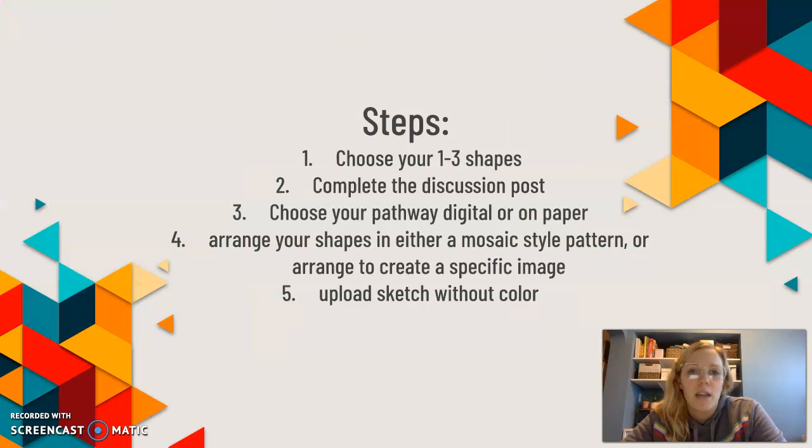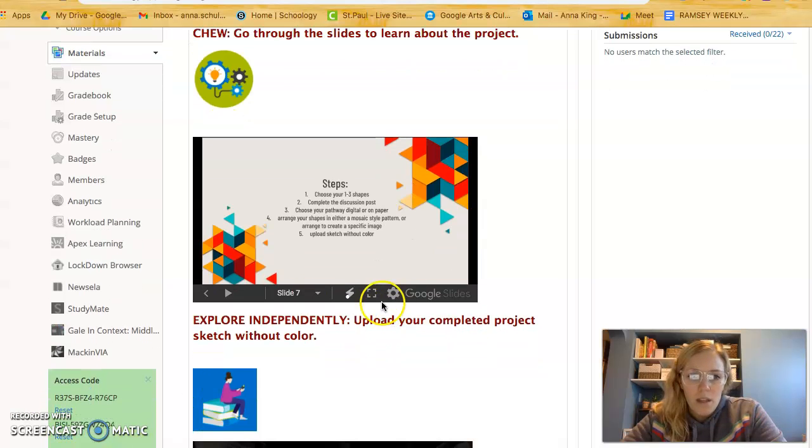And then your steps are to choose your shapes, complete the discussion post, choose your pathway, digital or paper, arrange your shapes in either a mosaic style or arrange them to create a specific image. And then once you're done, upload a sketch. So that is all we're doing for now. We're not going to talk about adding color, adding texture, and designs until next week.